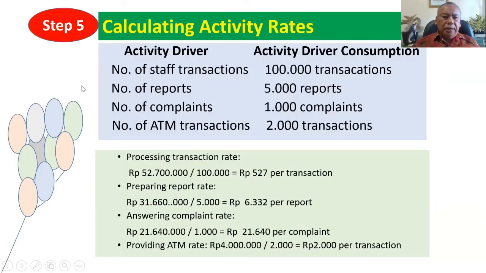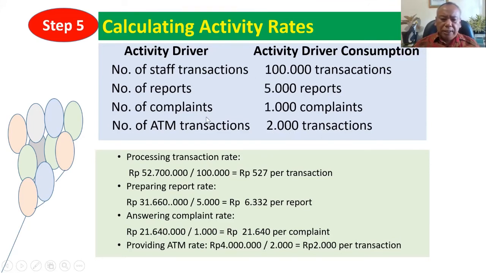And then step 5, we calculate the activity rate. In order to calculate the activity rate, we have to know the activity driver consumption. For example, the number of staff transactions, there are 100,000 transactions, preparing report, 5,000 reports, and then for answering complaints, there are 1,000 complaints, and for providing the ATMs, actually there are 2,000 transactions.